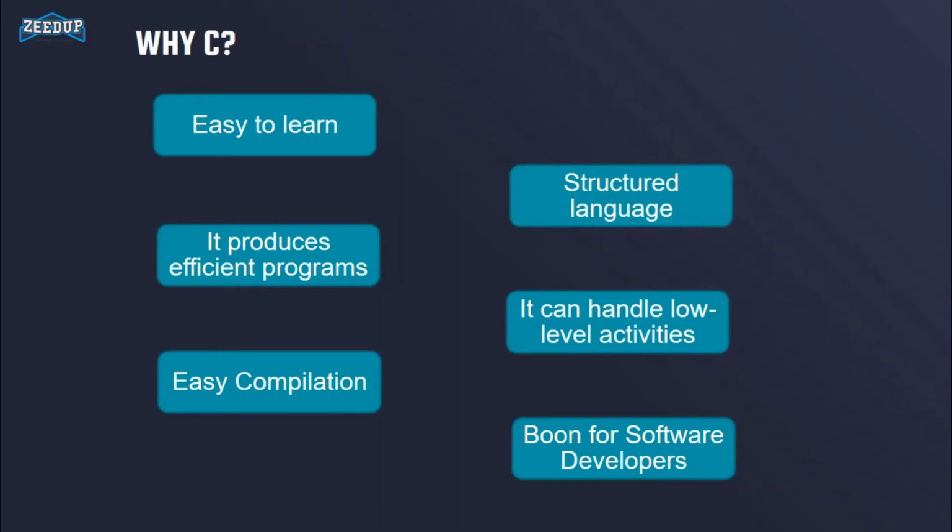It produces efficient programs. Many of the programs and the software are developed in C, especially the ones that work on the Unix and the Linux operating systems. So if you are trying to produce efficient programs that can perform every task correctly and efficiently, then C is what you should go for.